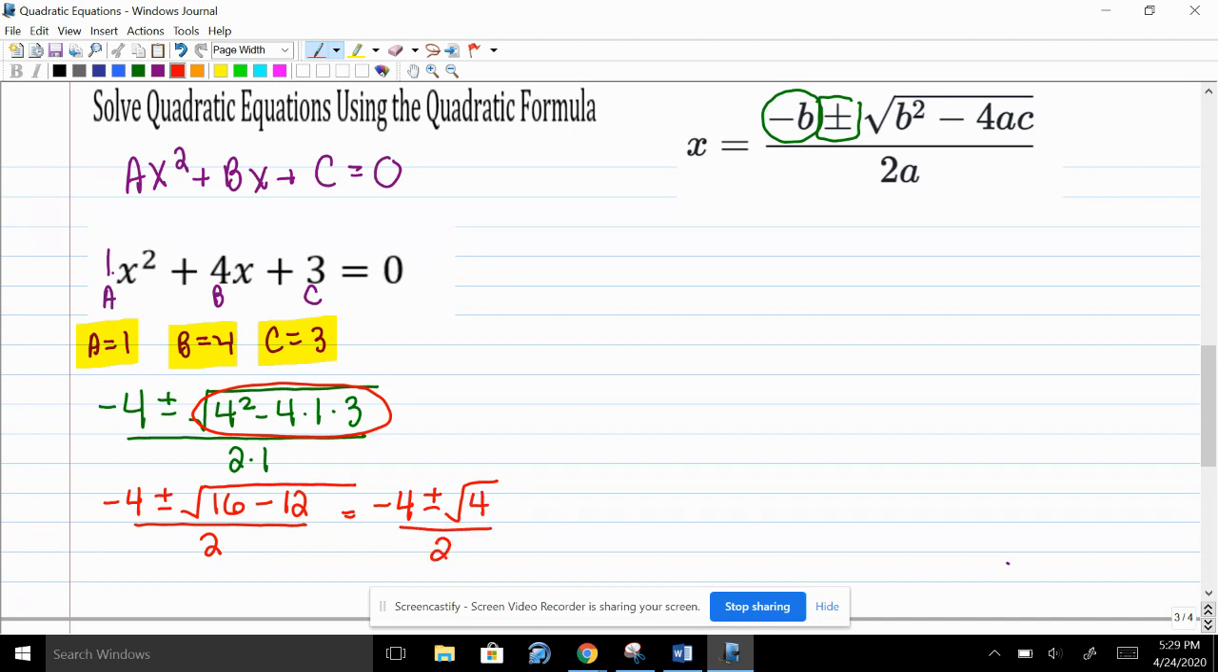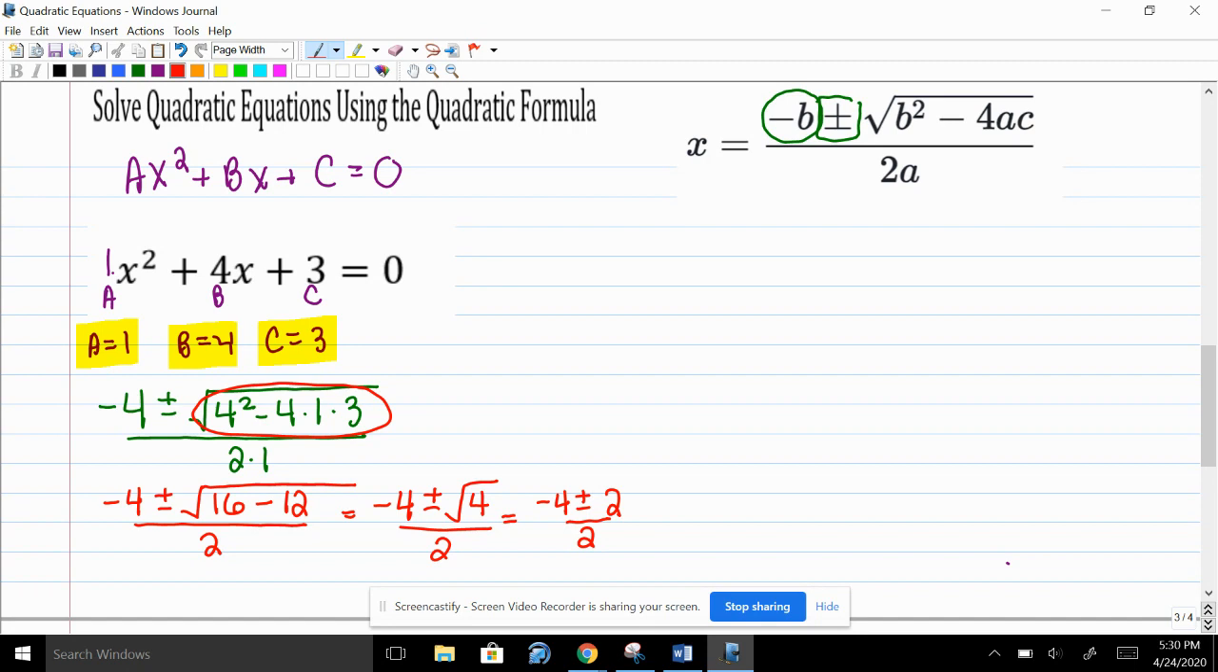Now, this is the part of the problem where we hit a crossroads, and you'll see later, when we get to more challenging problems, what we're going to do. But today it's going to work out nice and neat, because the square root of 4 is a nice neat number. That's a perfect square. The square root of 4 is 2. So negative 4 plus or minus 2, over 2.